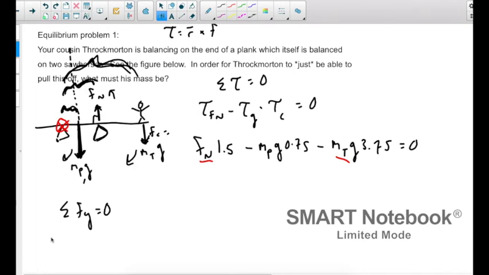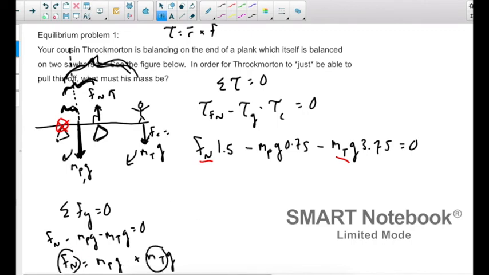So I can say that the normal force up minus m_p g minus the mass of Throckmorton g has got to equal 0. Therefore, I can say that the normal force is equal to the mass of the plank times little g plus the mass of Throckmorton times little g. And now you can see what I have done. I have put one unknown in terms of another unknown. So now I can plug this in right here and start solving.